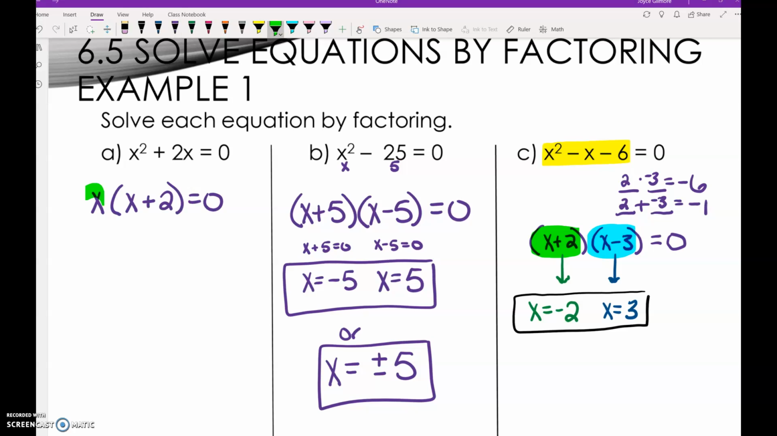I'm going to go back to the green thing and the blue thing. The green thing times the blue thing is 0. That means that either the green thing equals 0 or the blue thing equals 0. If the green thing equals 0, what is x? 0. If the blue thing equals 0, x would be negative 2.